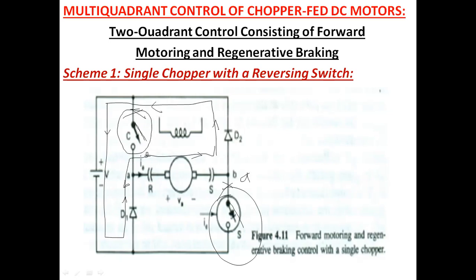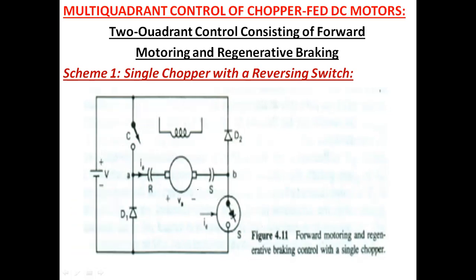Okay, so this is the path followed: motor, D2 and source, and again D1 and again motor. So this is the flowing of the switch in regenerative braking. Regenerative braking, C open, we have two conditions.